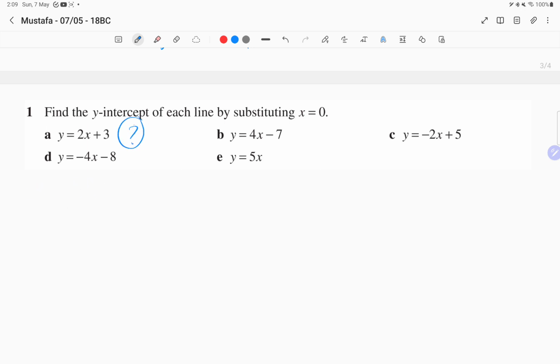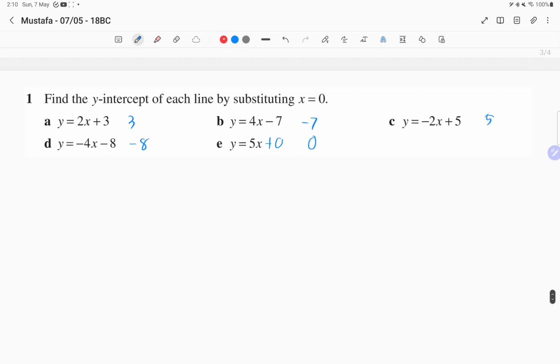Let's just read out the answers. What's the y-intercept for question A? It's 3. Yes. Y-intercept for B? 7. Not just 7? Negative 7. Y-intercept for C? 5. Y-intercept for D? Negative 8. Y-intercept for E? It's 0, because the constant term is plus 0.